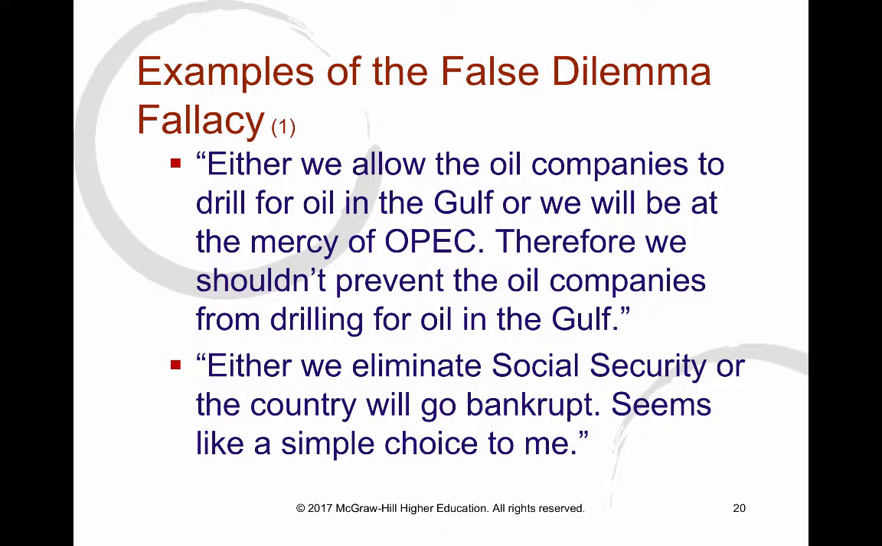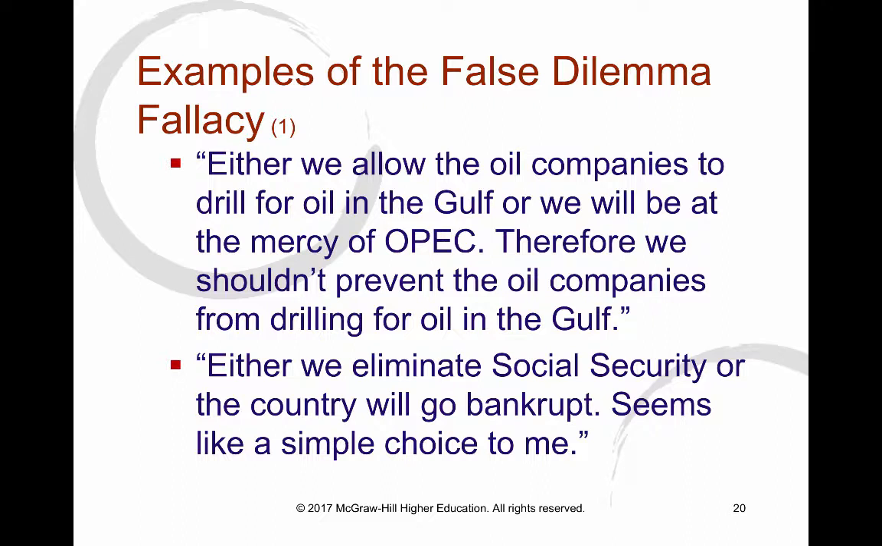In this first example, either we allow the oil companies to drill for oil in the Gulf, or we will be at the mercy of OPEC. Therefore, we shouldn't prevent the oil companies from drilling for oil in the Gulf. The arguer wants us to believe that these two options are the only ones that exist.